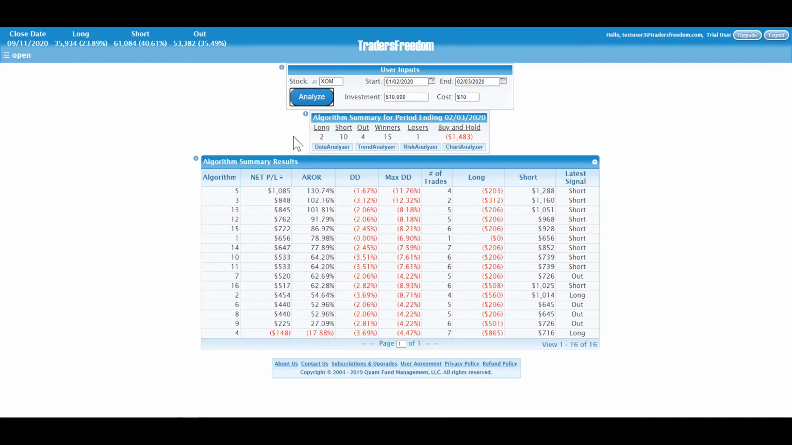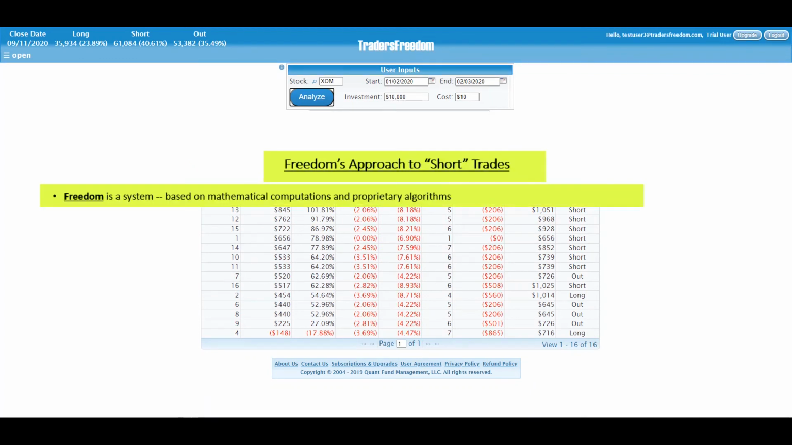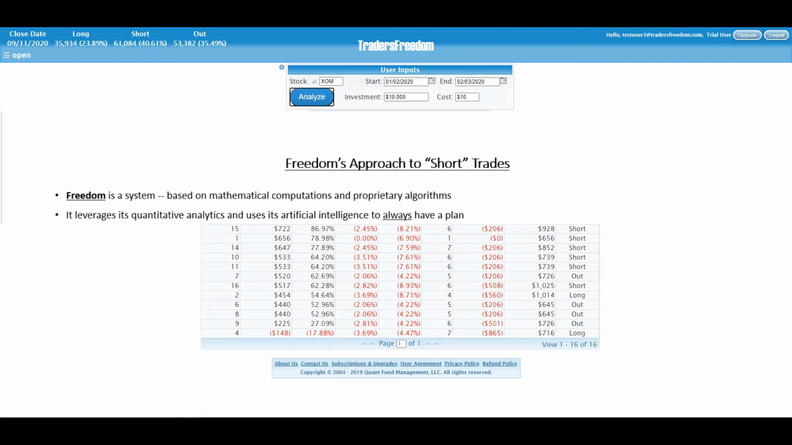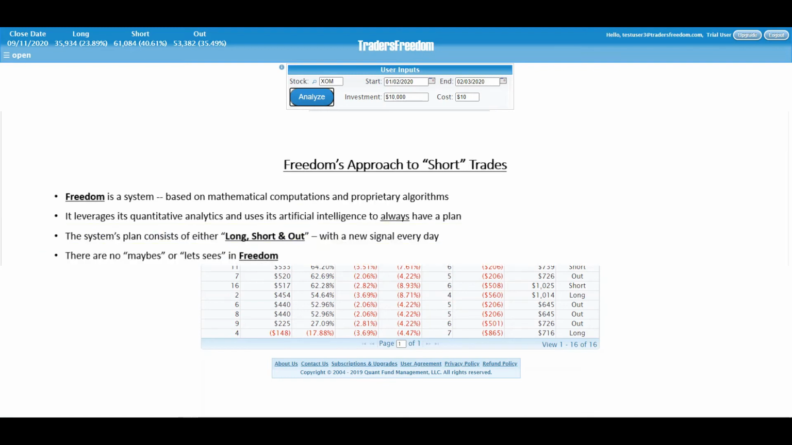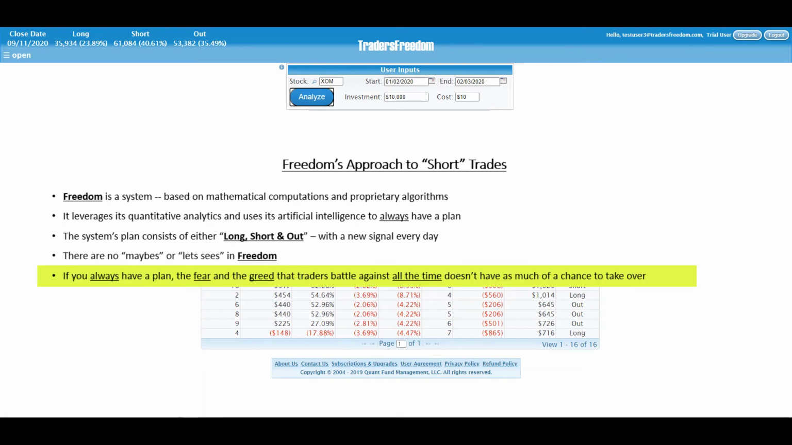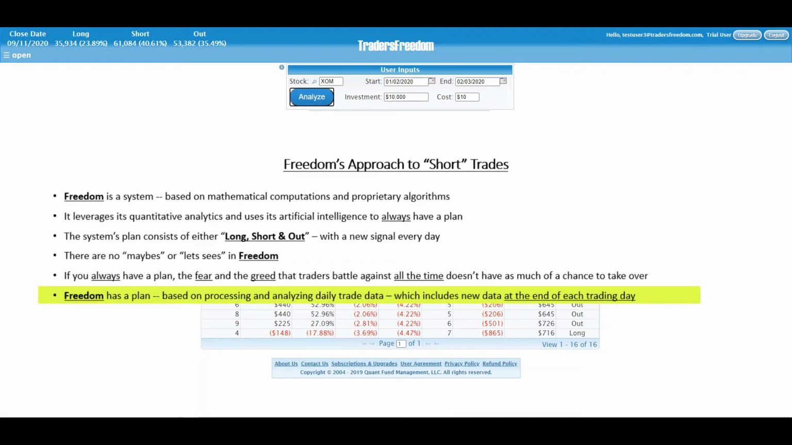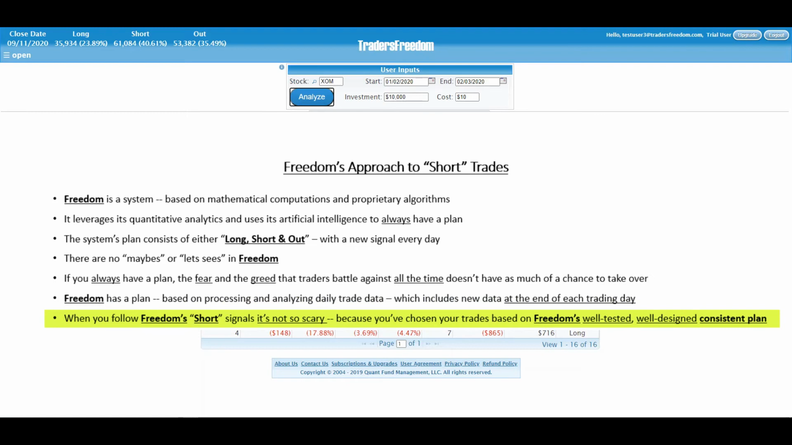Well, that's why Freedom is a system based on mathematical computations and our proprietary algorithms. And it leverages its quantitative analytics and uses its artificial intelligence so that it always has a plan. And that plan consists of either long, short, or out. A new signal every day. No maybes, no let's sees, and if you always have a plan, the fear and the greed that traders have to battle against all the time don't have as much of a chance to take over. And that is the simplest definition of a short trade we can put together for you.